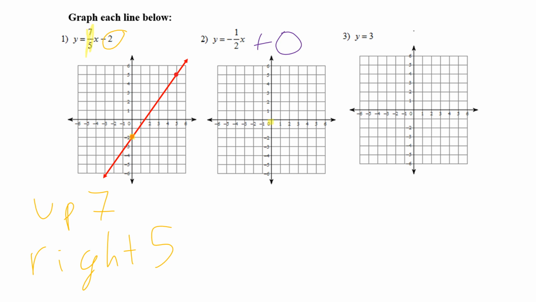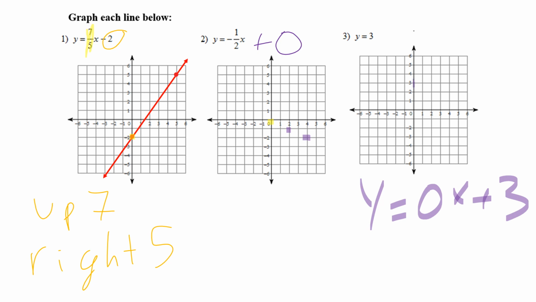And then you're going to move your slope down 1, right 2. Down 1, right 2. Okay. For number 3, you can look and say, okay, what's my slope? Well, I don't have any x's. That means my equation is y equals 0x plus 3. So I start at +3.